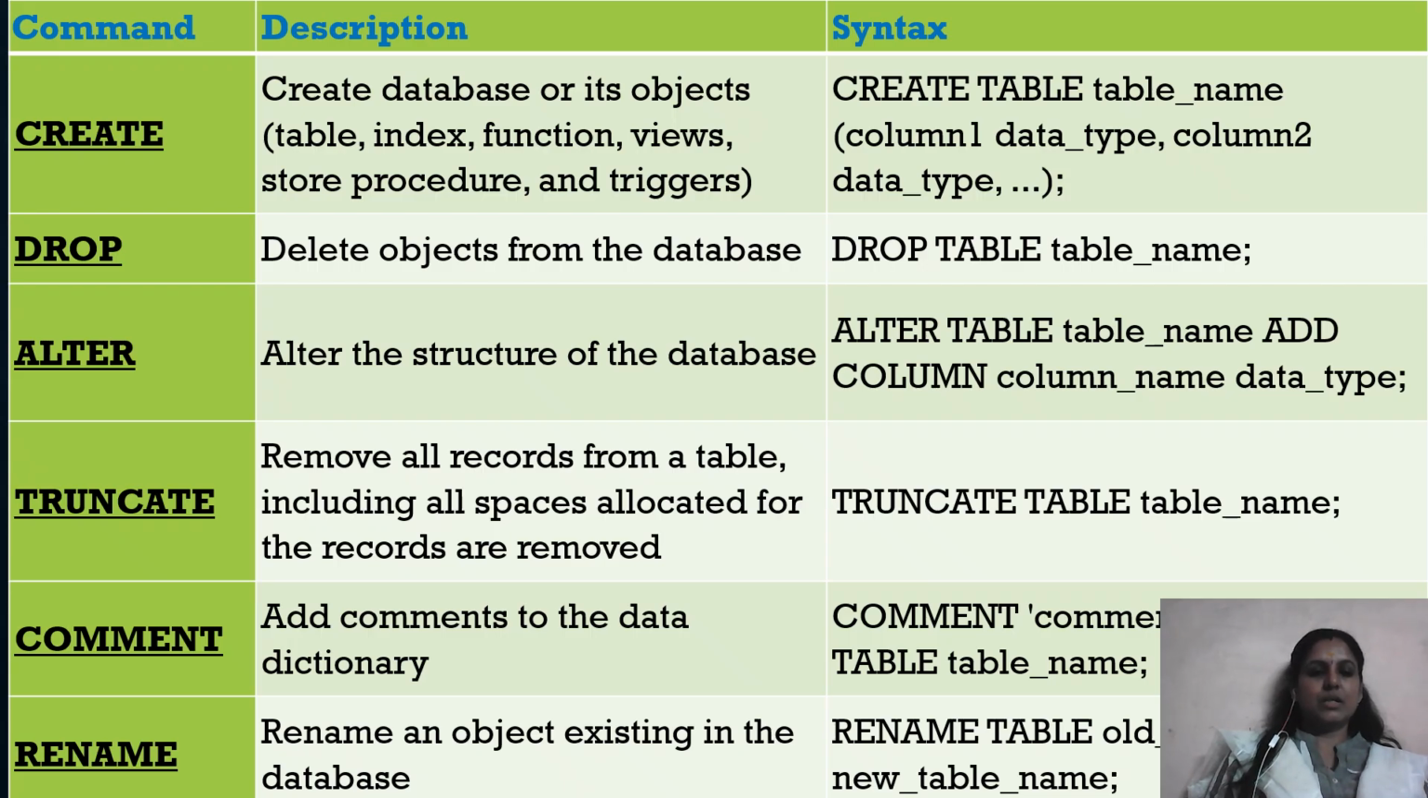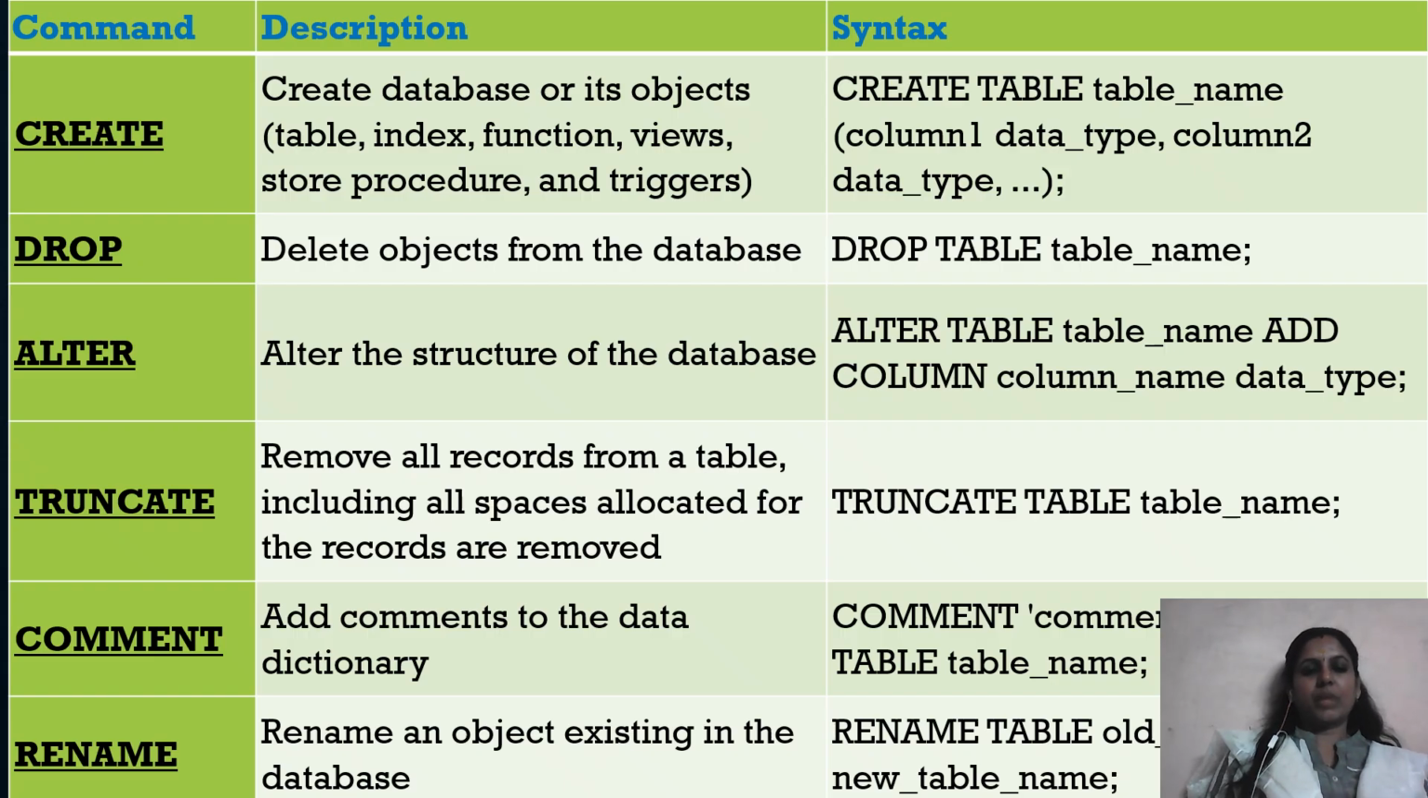The next one is drop. The drop command is used to delete objects from the database. So the syntax for drop is drop table and then table name. The next one is alter. The alter command is used to modify the structure of an existing table. That is, we can add, delete or change some columns. So the syntax for alter is alter table, table name, add column, column name, and then we have to mention the data type. The next one is truncate.